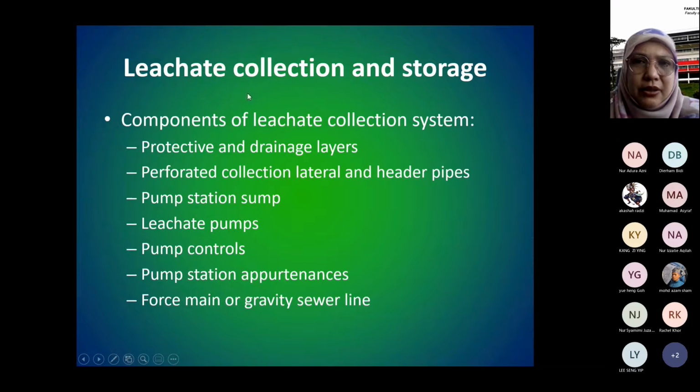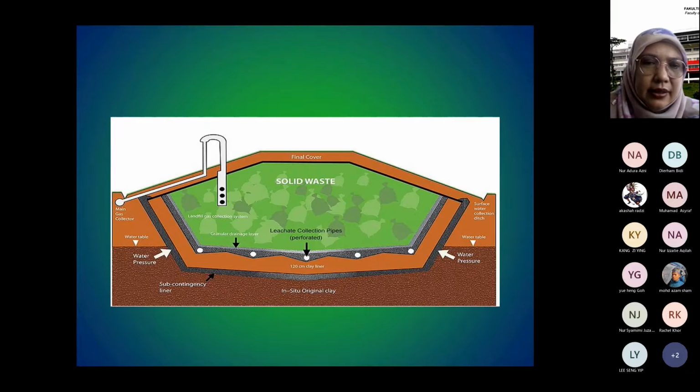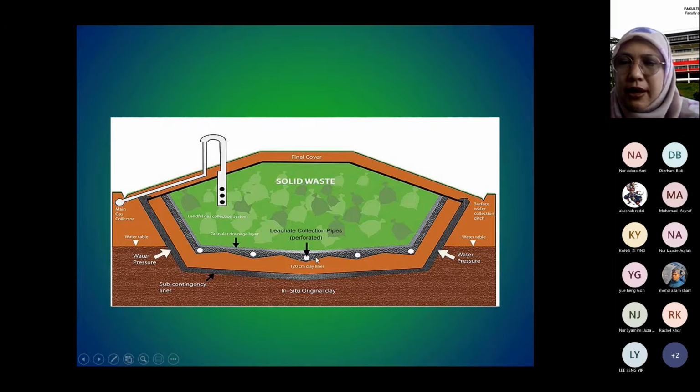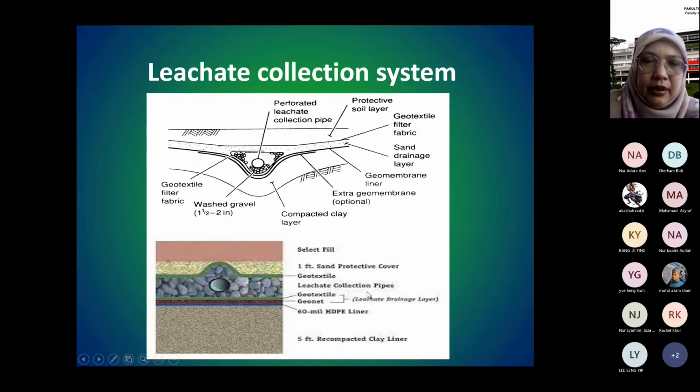Okay, so leachate collection and storage, the components I already mentioned earlier. And similarly, this just shows the piping systems, leachate collection pipes, where there would be water pressure. And this is how the pipes are laid at the bottom of the cell. And then there should be protection layers, geotextiles. And then here the leachate collection pipes. There should be geotextile drainage layers, and then there would be an HDPE liner as the lining system.